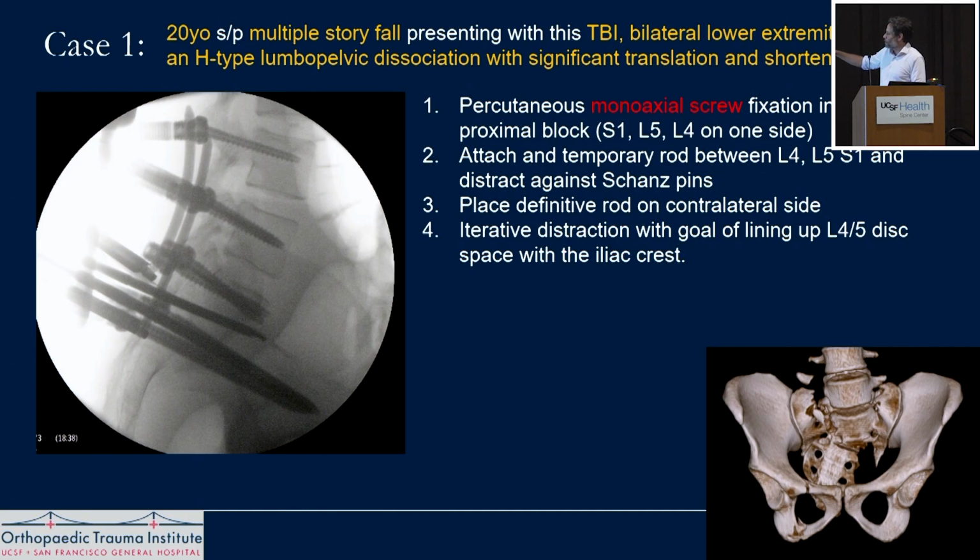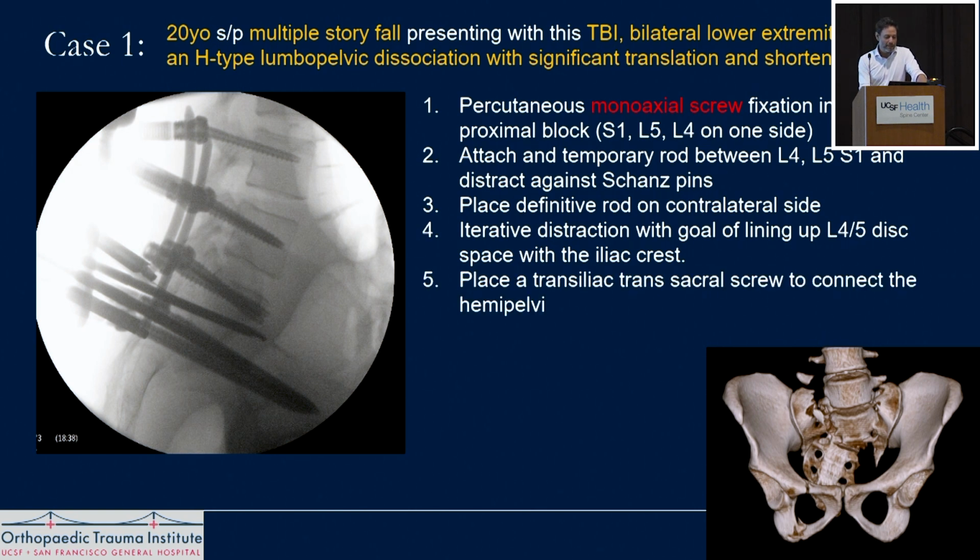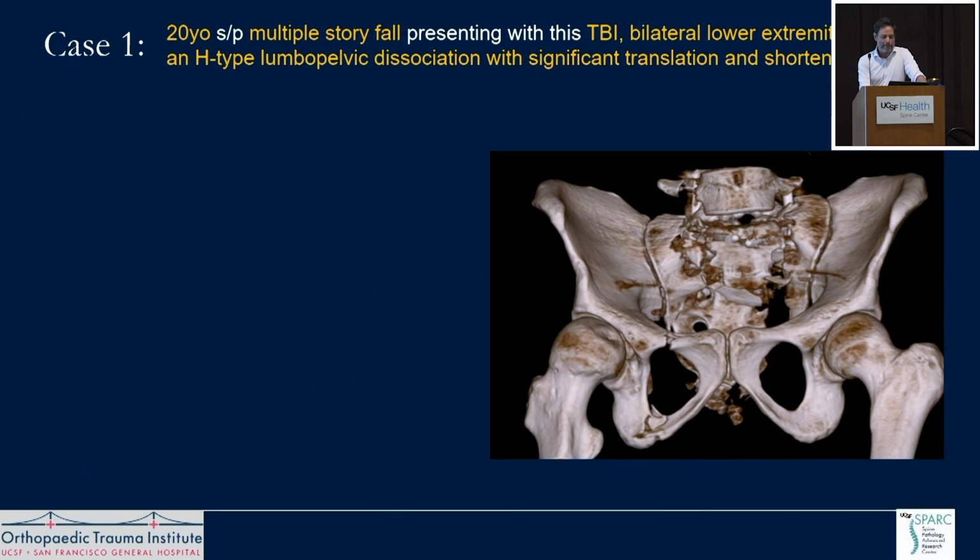And here we don't really have a good landmark because the distal sacrum is its own free fragment. You can't rely on that. So we're really trying to get the L4-5 disc up to the level of the iliac crest. Because the 2 hemipelvises were not connected, we put in a transiliac transsacral screw to connect the pelvis in the back. And this is sort of where we ended up.